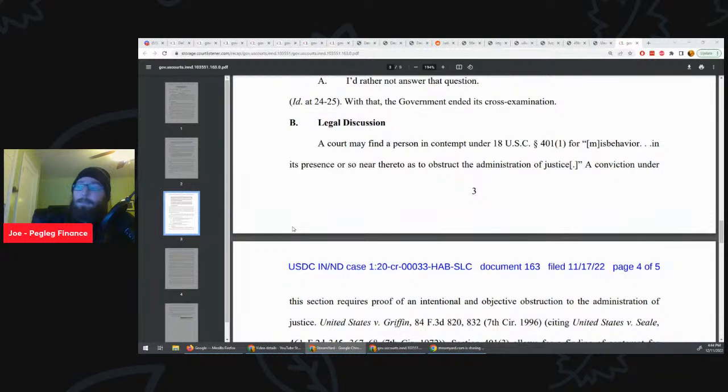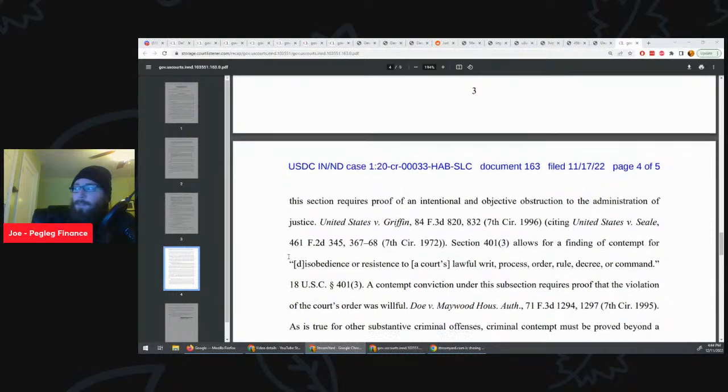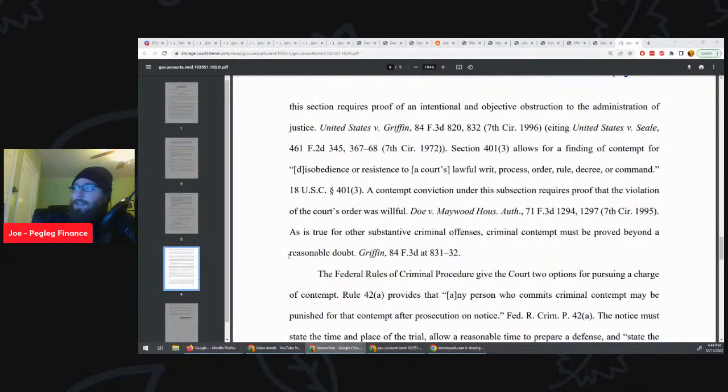Legal discussion. A court may find a person in contempt under 18 U.S.C. 401 sub 1 for misbehavior in its presence or so near thereto as to obstruct the administration of justice. A conviction under this section requires proof of an intentional and objective obstruction to the administration of justice. United States versus Griffin. Citing United States versus Seal.